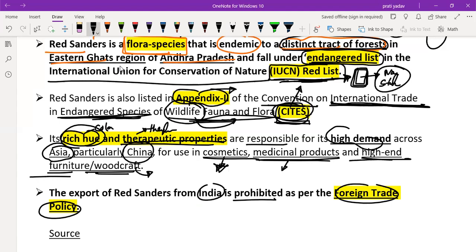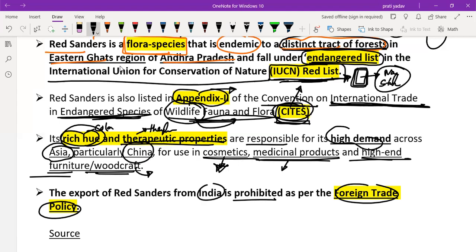So I hope you understand the whole idea about red sanders, its categorization in IUCN and CITES where it is put, what its importance is, where it is found. Okay, so it is found in the distinct tract of Eastern Ghat of Andhra Pradesh, endangered in the IUCN, Appendix 2 in the CITES. Its therapeutic property is very much in demand in Asia, and it is used in cosmetics, medicinal products, and high-end furniture. Okay, and export of red sanders from India is illegal. So I hope you understand the whole idea of red sanders.